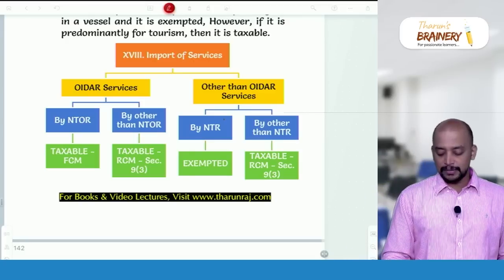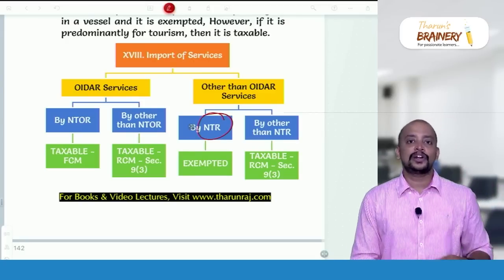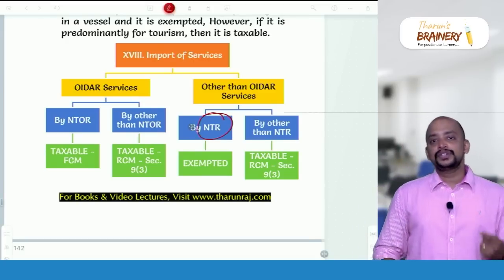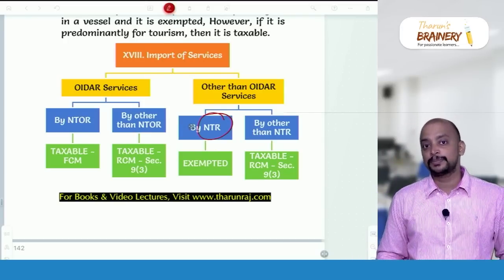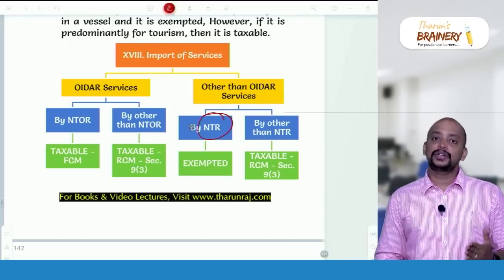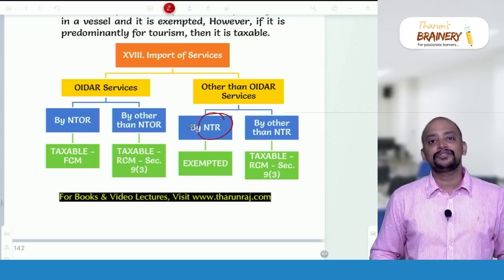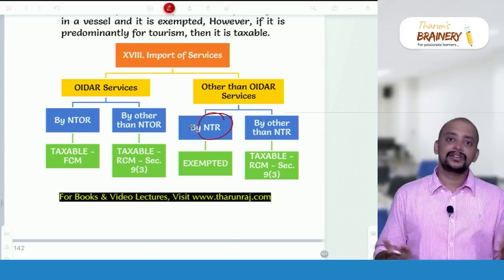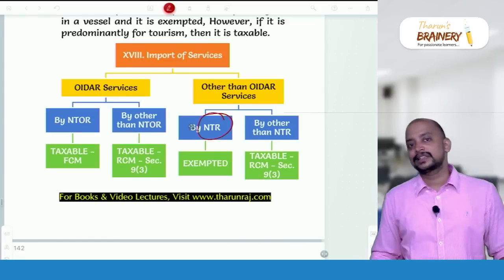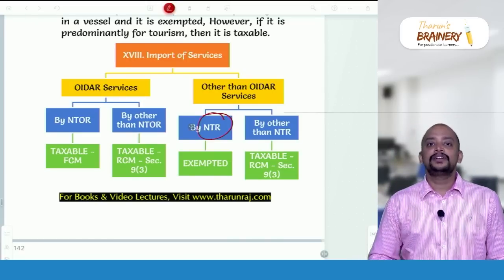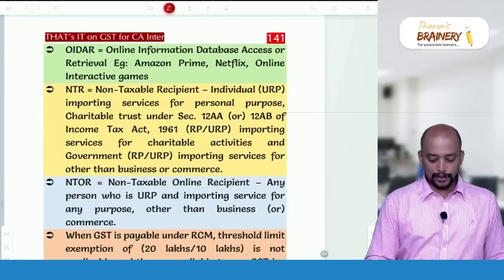Who is a non-taxable recipient? Only three people will come under non-taxable recipient, that is individual, trust and government. The individual should be unregistered, importing for personal purpose. The trust is a section 12AA charitable trust importing for charitable activities, which can be registered or unregistered under GST. And government, which can be registered or unregistered under GST, importing services for other than business or commerce. So that is about non-taxable recipients.